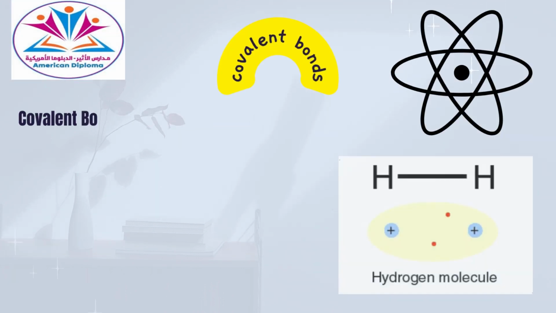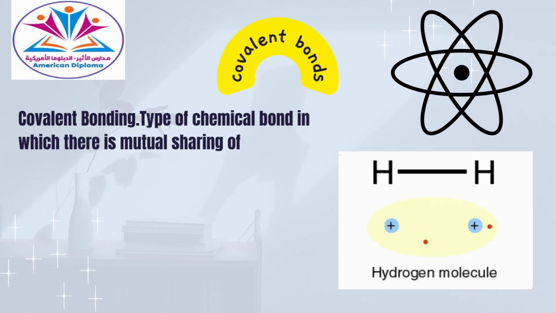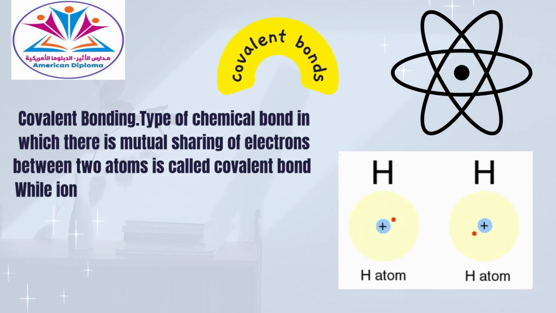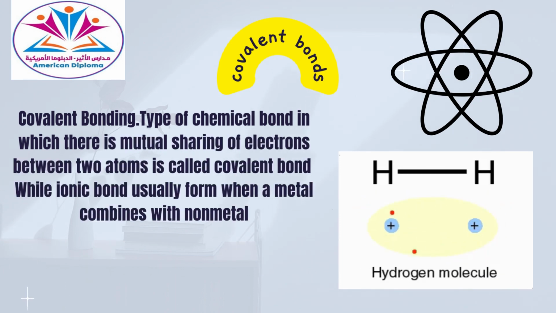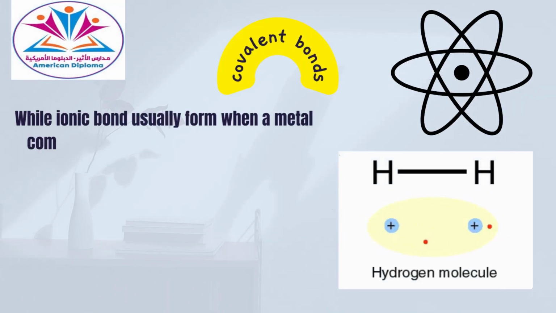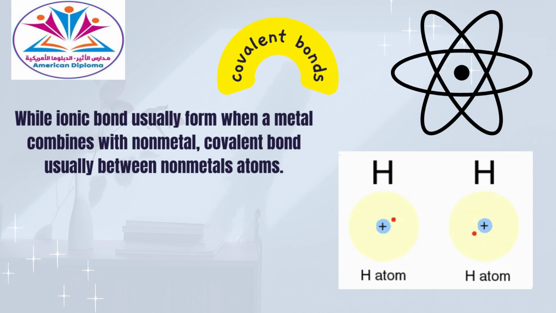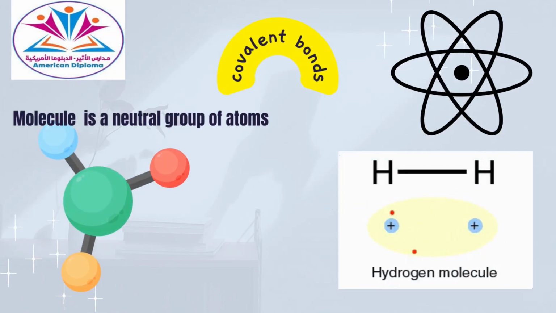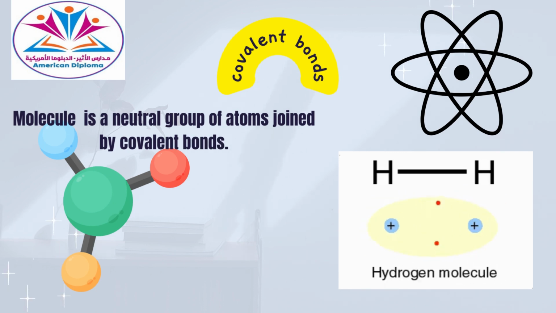Covalent bonding: a type of chemical bond in which there is mutual sharing of electrons between two atoms is called a covalent bond. While ionic bonds usually form when a metal combines with a nonmetal, covalent bonds usually form between nonmetal atoms. A molecule is a neutral group of atoms joined by covalent bonds.